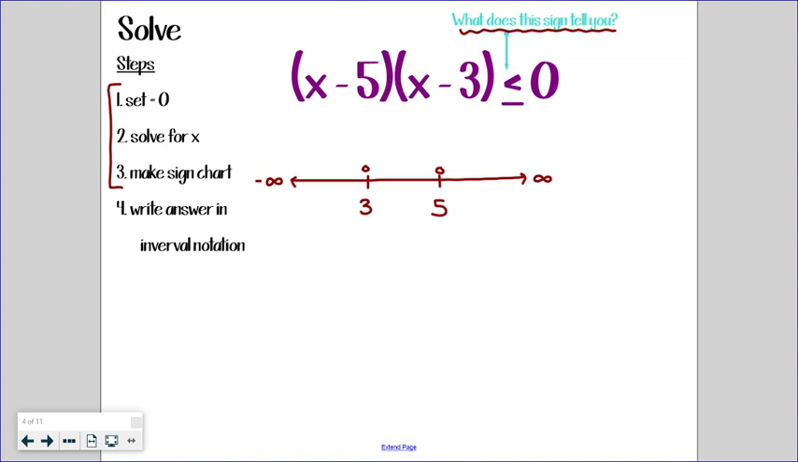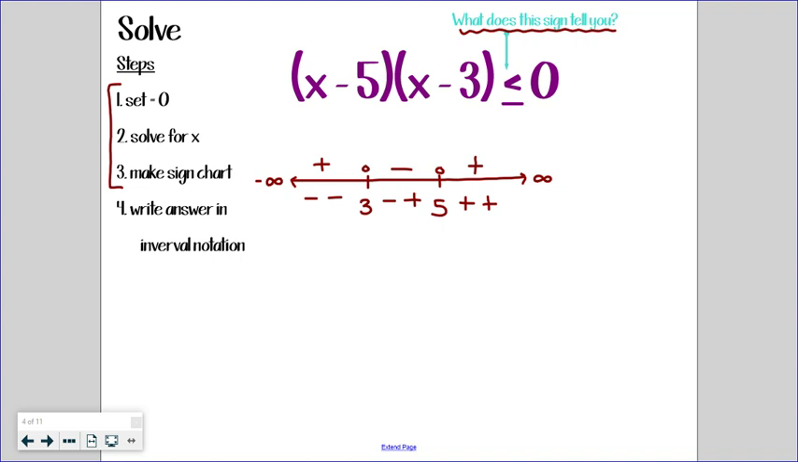So something less than 3 would be like 0. If I plug 0 into x minus 5, I get a negative number. 0 minus 3 is a negative number, and a negative number times a negative number is a positive number. Pick something between 3 and 5 like 4. 4 minus 5 is negative. 4 minus 3 is positive. So a negative times a positive is a negative number. Something bigger than 5 would be like 10. 10 minus 5 is positive. 10 minus 3 is positive. And a positive times a positive is a positive. So that's what we did on the last page too.